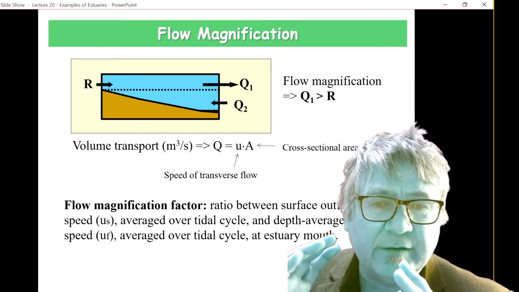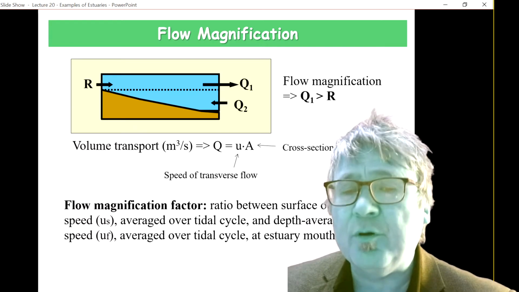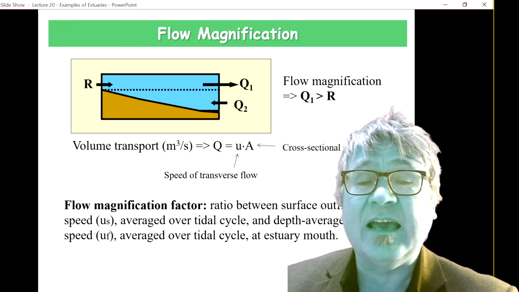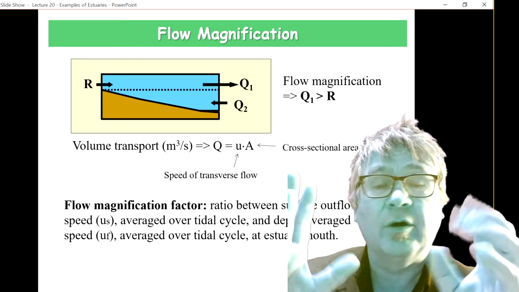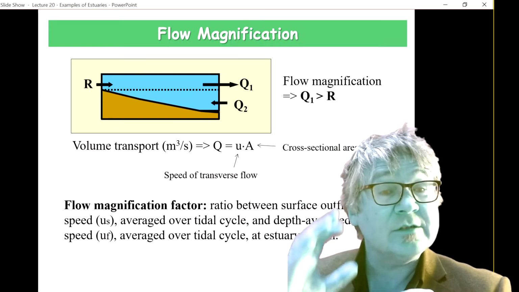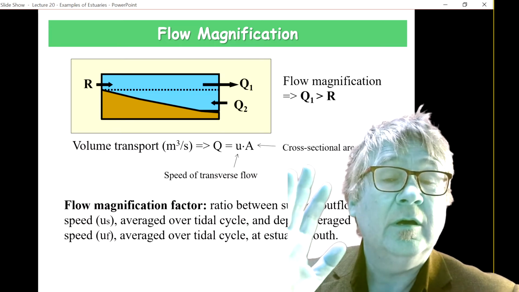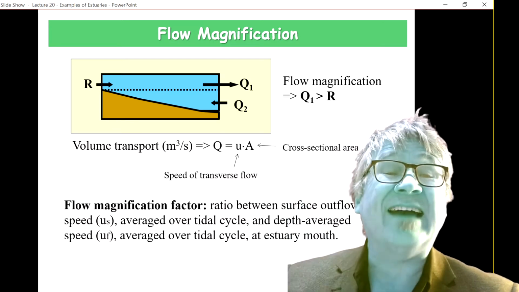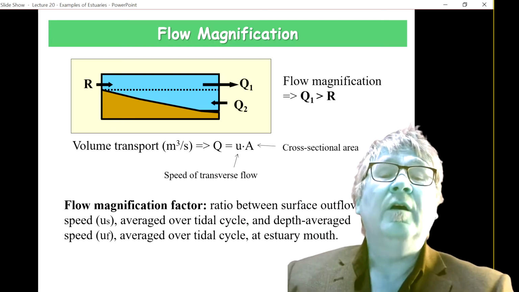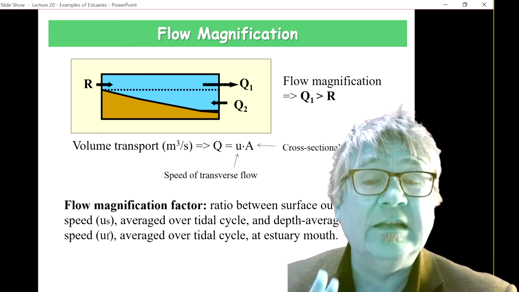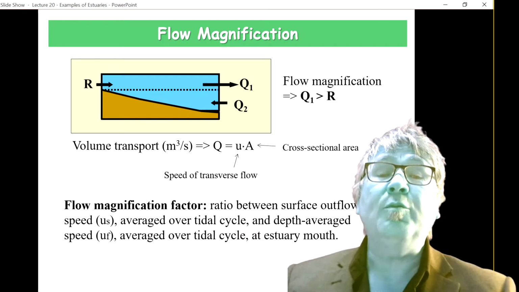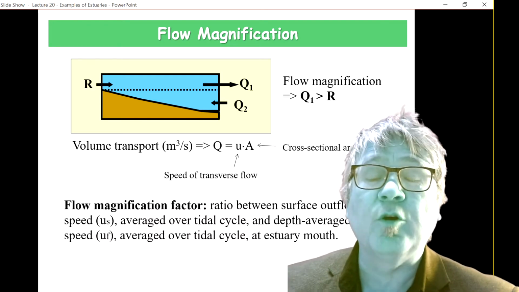So let's talk about the flows that you have in a positive estuary. Essentially, a positive estuary has three connections, or three openings, shown here in this sketch. There's the connection to the rivers, which is called R here. Through this connection, there is a certain volume transport of fresh water delivered to your estuary. Volume transport is cubic meters per second of fresh water delivered.